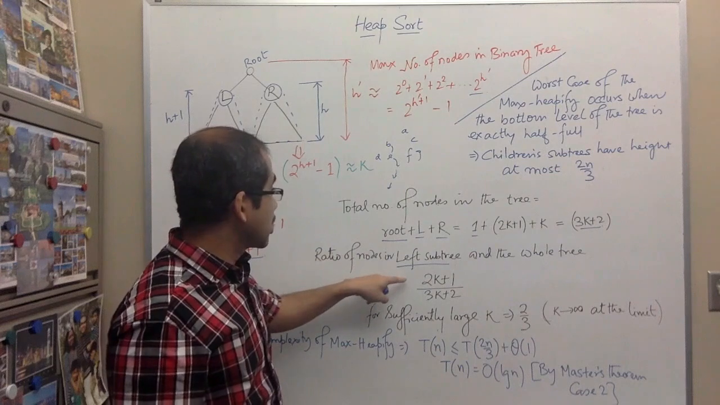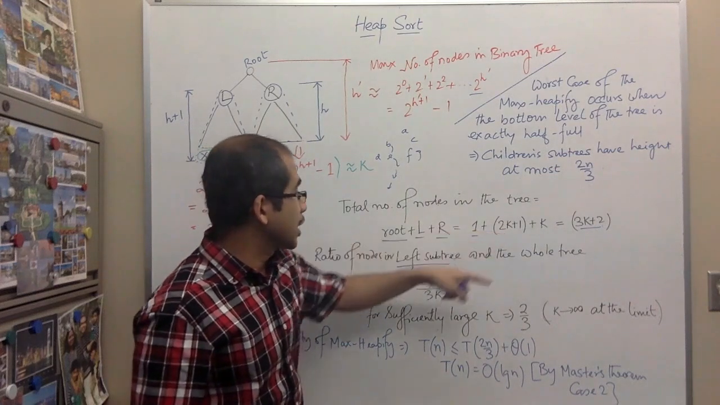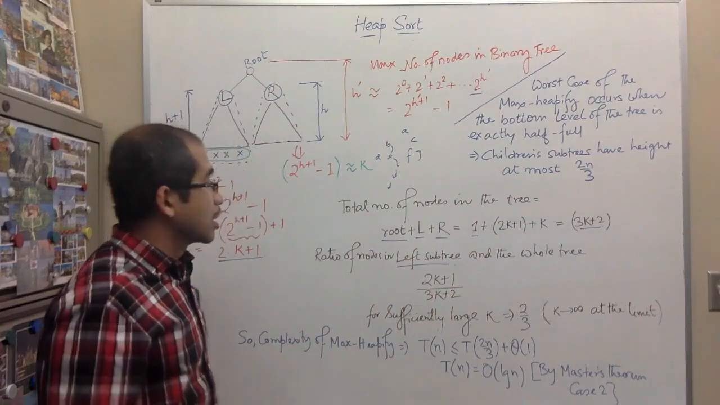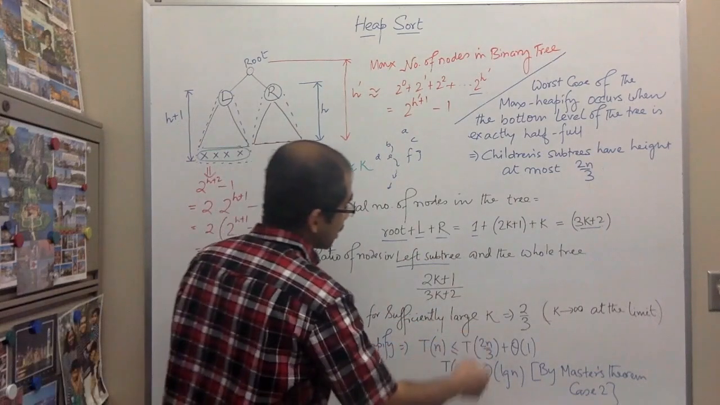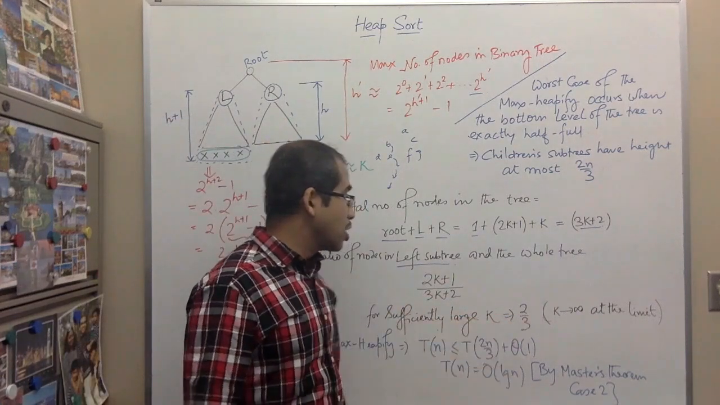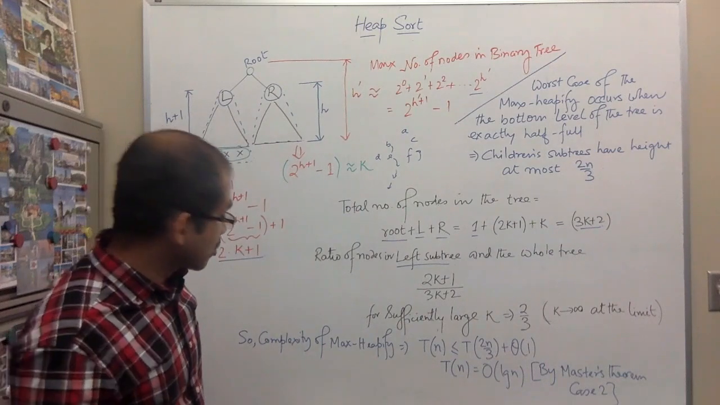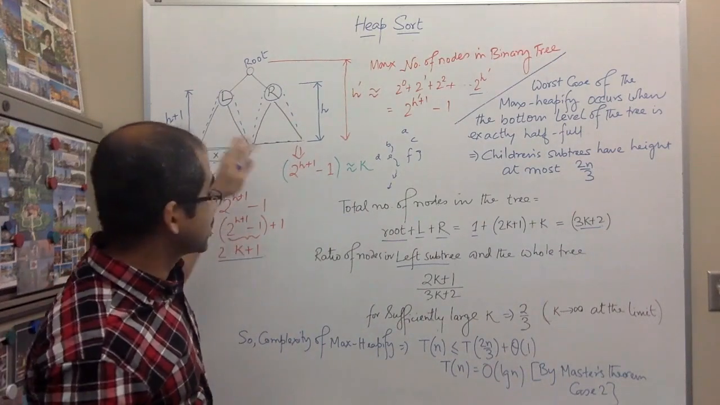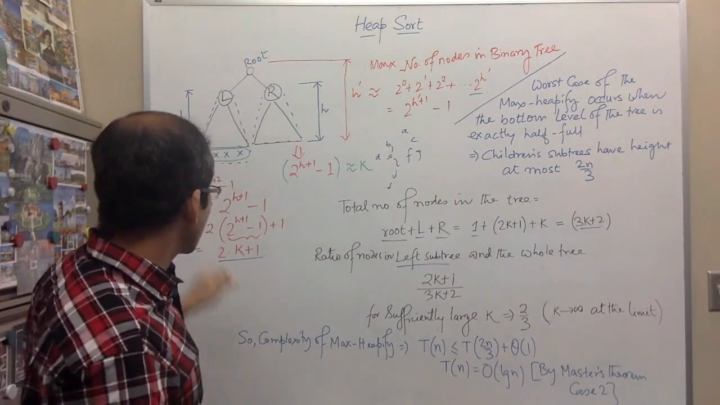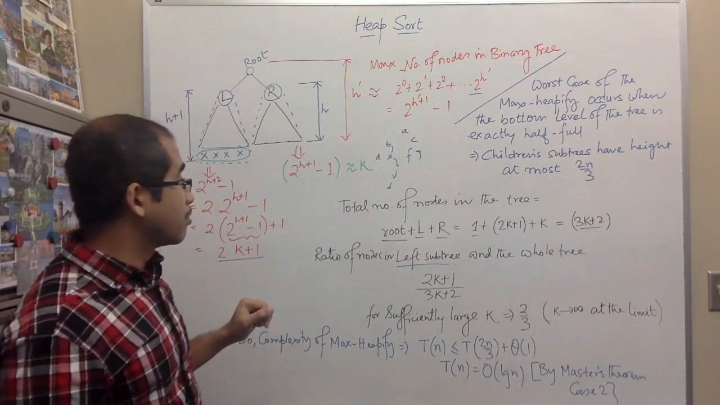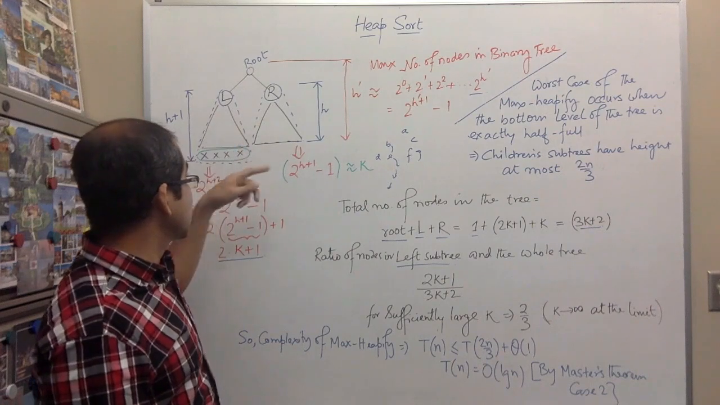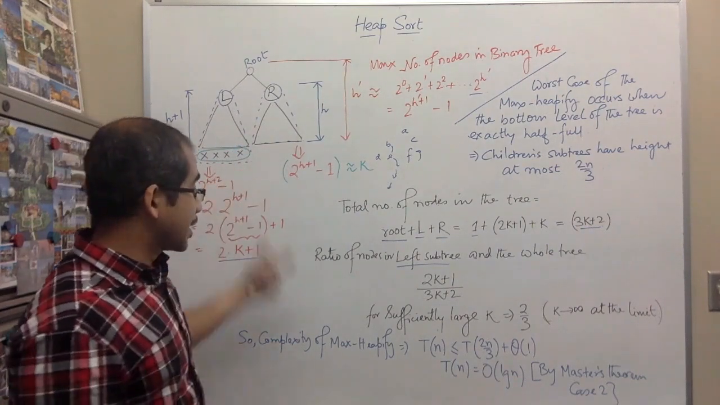So now the ratio is 2k plus 1, the number of nodes in the left subtree, divided by 3k plus 2, the number of nodes in the whole tree. For sufficiently large k, if k tends to infinity, this turns into 2 by 3 in the limiting case. That is the reason we say the left subtree has at most 2n by 3 nodes compared to the whole tree. This happens when the left subtree is completely full, that is, the lowest level of the whole tree is exactly half full.